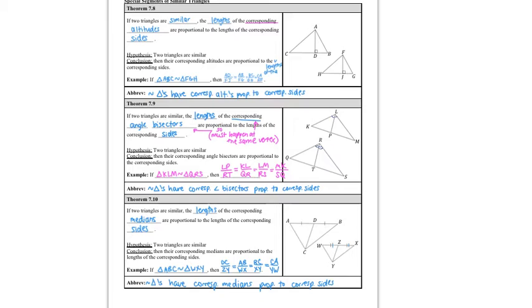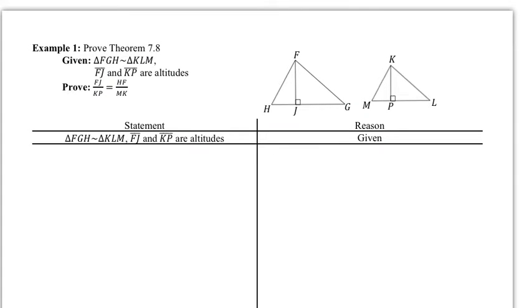All right, let's go to the next page for a proof. So we're going to prove Theorem 7.8. So in Theorem 7.8, it says if you're given similar triangles, and we've got altitudes too, so that's just part of our given. We're given altitudes. Prove that the ratio of those altitudes, so FH is to KP as HF is to MK.